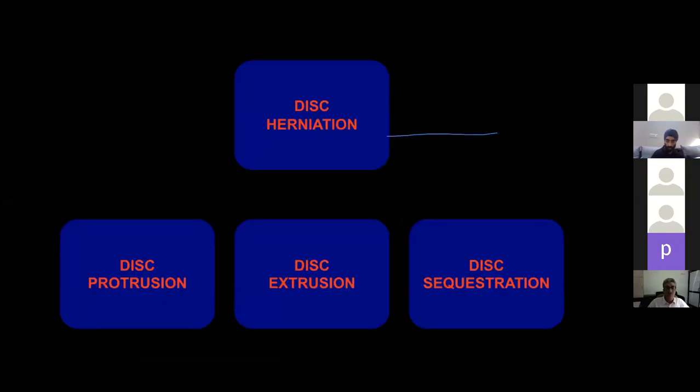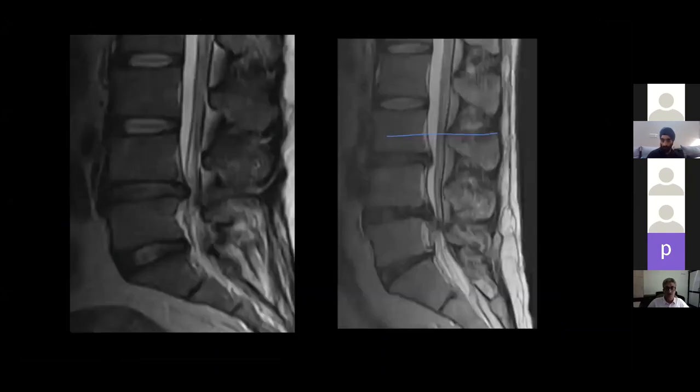Now let us talk about some basic terminologies of degenerative spine. So there are three kinds of disc herniations, as we all know: protrusion, extrusion, and sequestration. So again, a T2 weighted image. As I told you that T2 weighted images are more sensitive for degenerative spine, T1 for metastasis or marrow replacement, and STIR for any inflammatory pathology, any small edema.